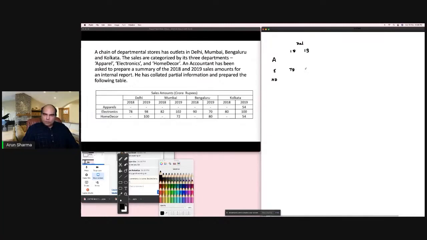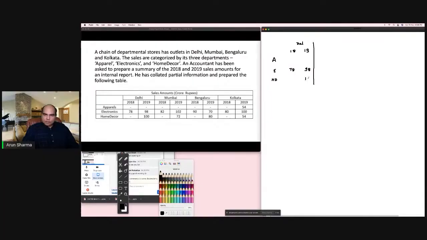And one of the things you'll have to do when you do this is you'll have to be very, very careful about making a very clean picture, because as you will see, if your picture is not clean, you're going to get stuck in the solving of this set. So this is 100. Then you got Mumbai, also 18, 19. And this is 82, and that's 102.